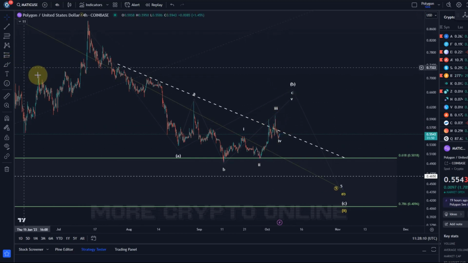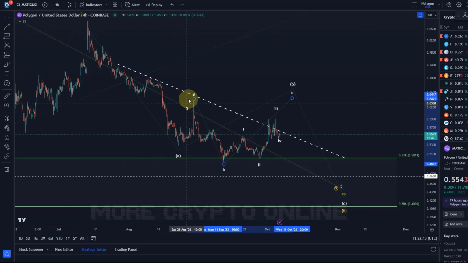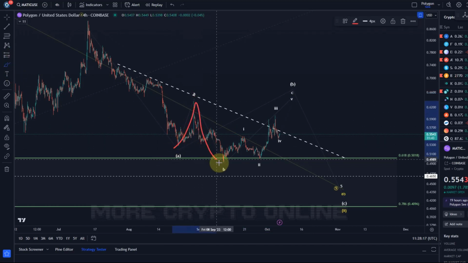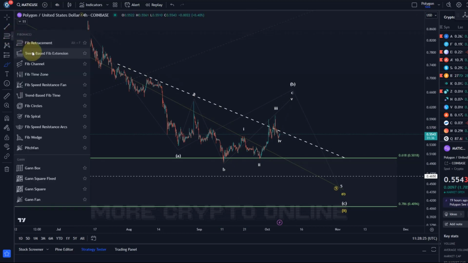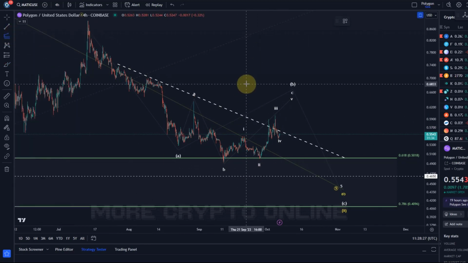That, however, could only be embedded into a larger A, B, C structure, which will look like that. A wave, B wave, C wave, where we're dealing with a so-called flat structure, an expanded flat or a running flat. We can also calculate a target for the C wave. The problem with such a flat structure is that we cannot confirm that the low is in, because even though we get 5 waves up, it is still part of a larger 3-wave corrective rally.